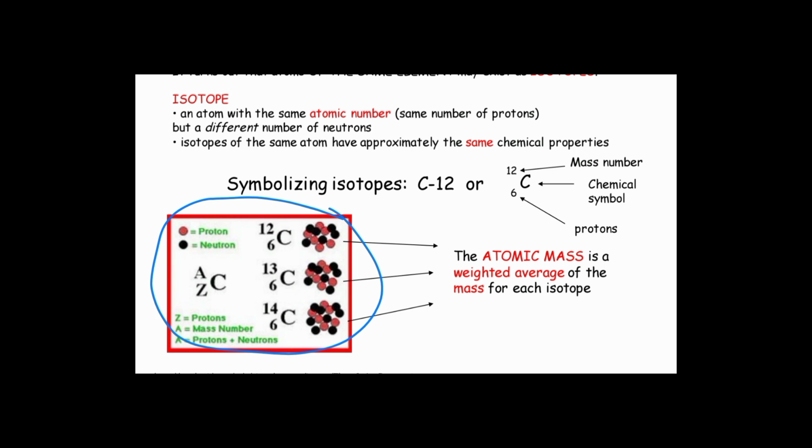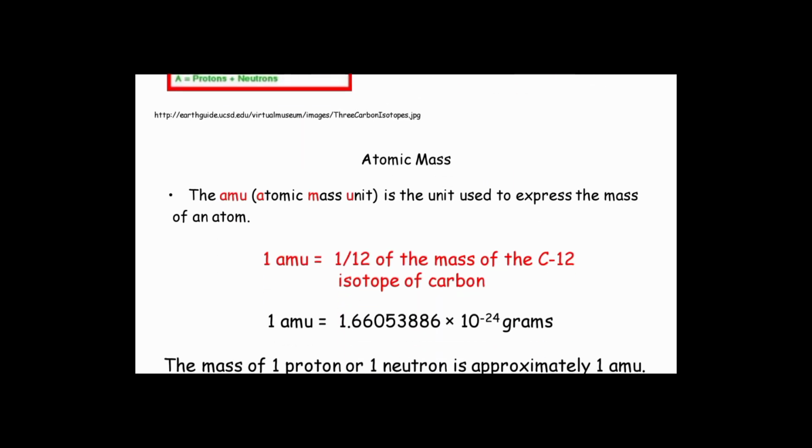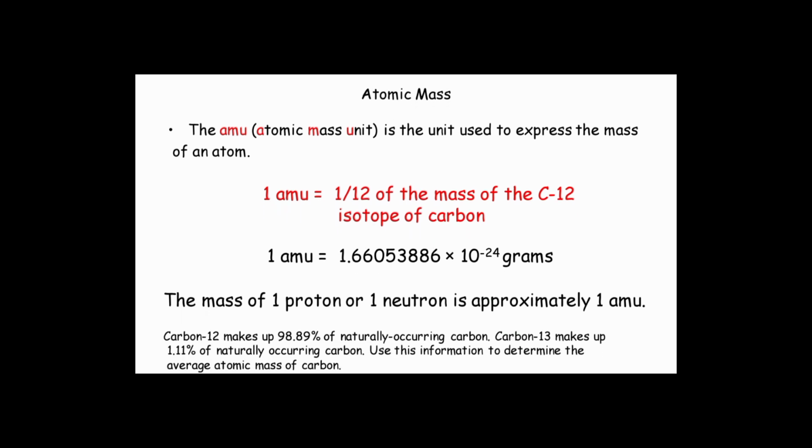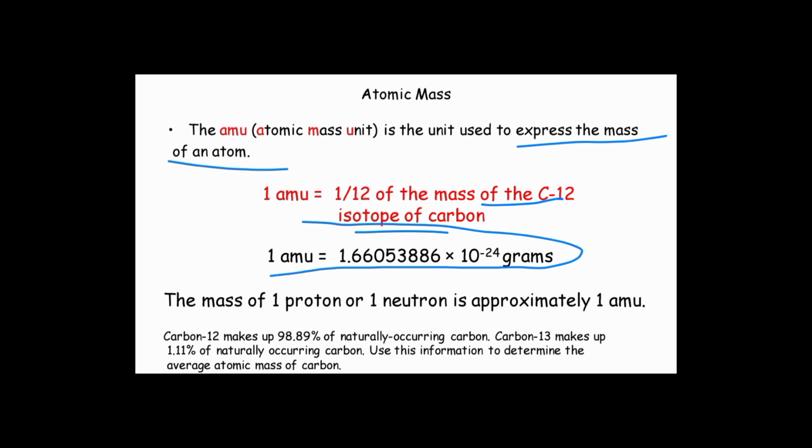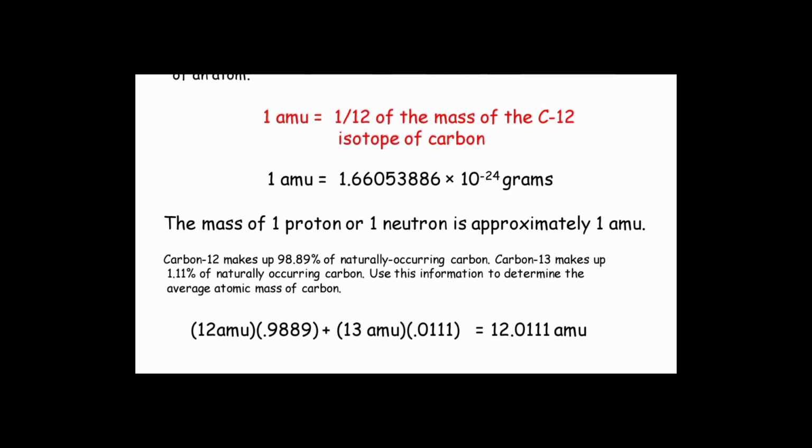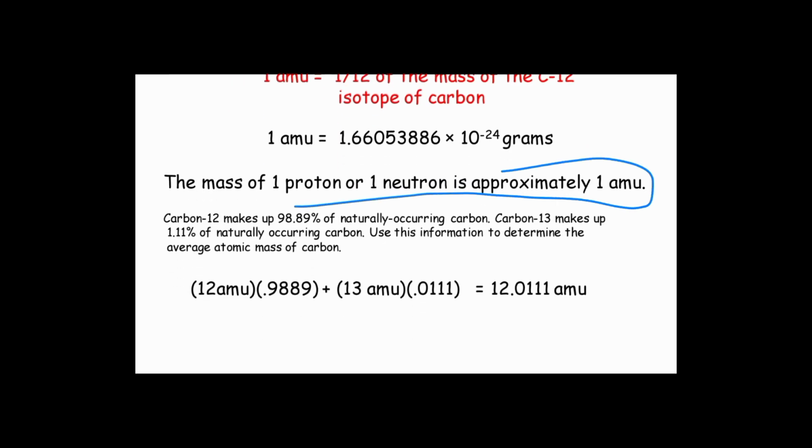Atomic mass is the weighted average of the mass for each of the isotopes. What is atomic mass? The AMU, atomic mass unit, is the unit used to express the mass of an atom. 1 AMU is equal to 1 by 12 of the mass of carbon 12. This is the reference point we use for 1 AMU. 1 AMU is equal to 1.6 into 10 raised to power minus 24 grams, or 10 raised to power minus 27 kilograms in case you are given kilograms. The mass of one proton or neutron is approximately 1 AMU.